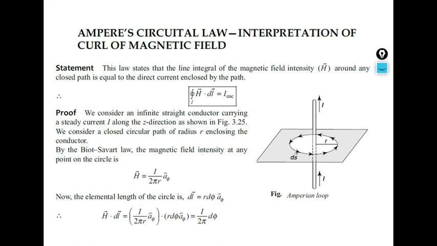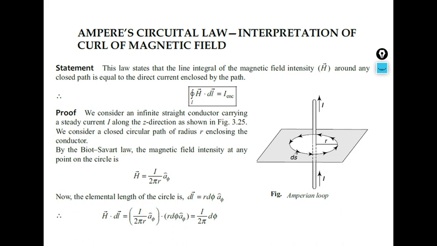Previously we said that if current is flowing through a conductor, a magnetic field will be present around this conductor. Now I am saying that if a magnetic field is present in a closed, symmetrical form, there must be a direct current enclosed within this field.